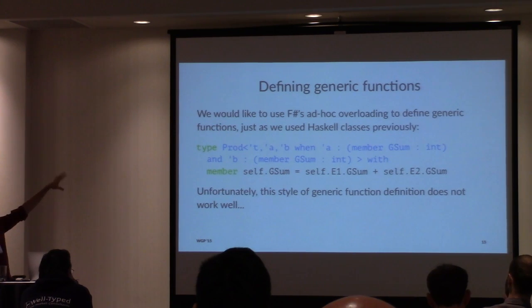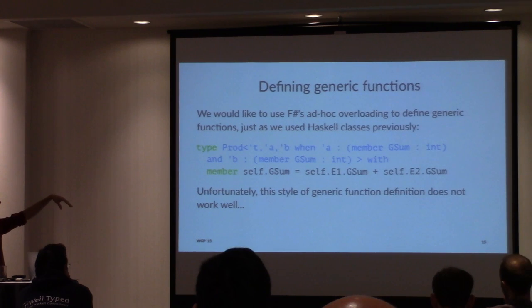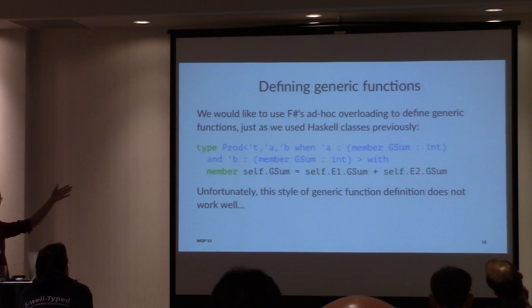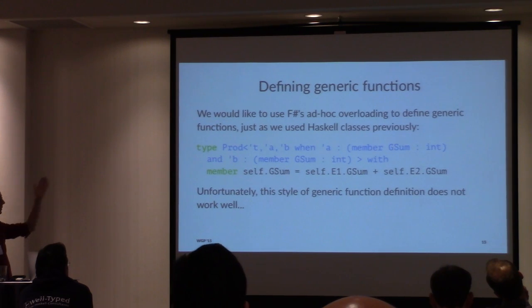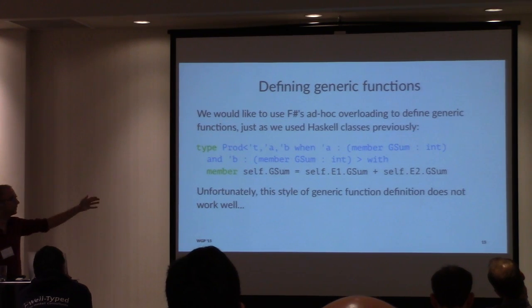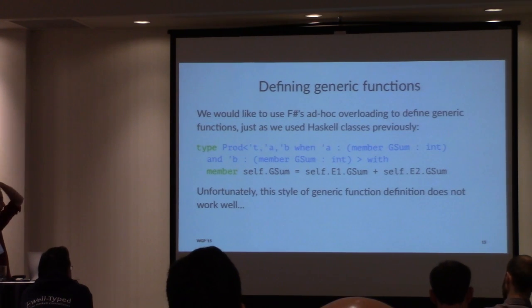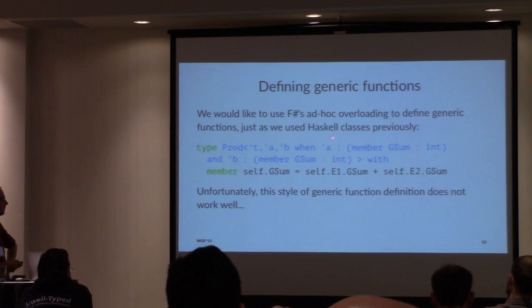So this is the instance for GSUM for products that we saw a few slides ago in the Haskell world, and trying to transliterate that instance definition to F# here by declaring that products, provided that both arguments to the product are G-summable, I can sum the whole product.